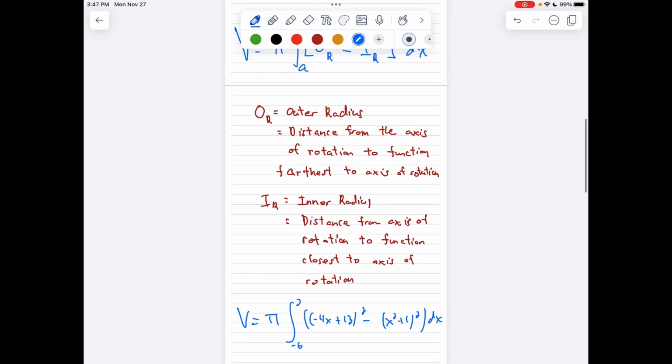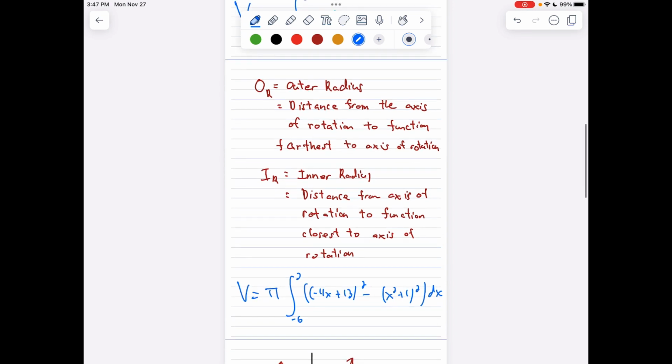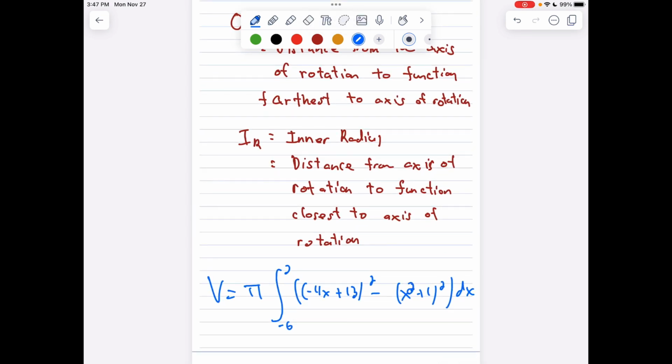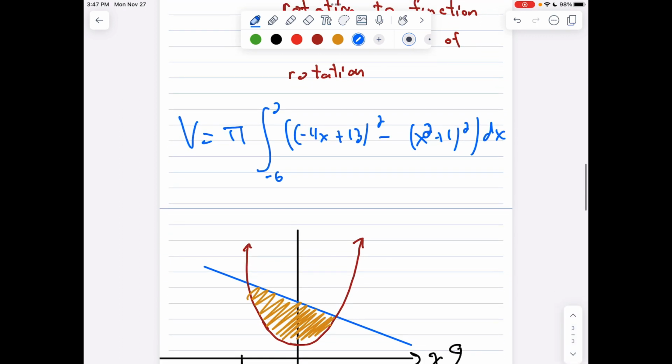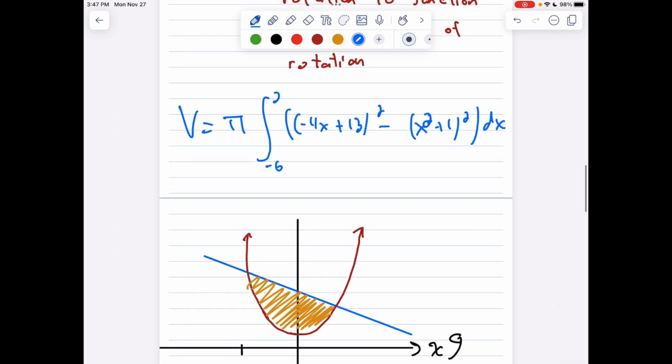Now, I don't really care too much about the actual computation. It's a fairly straightforward integral: all you would need to do is FOIL out minus 4x plus 13 squared, as well as x squared plus 1 squared, collect like terms, and then find the integral using the fundamental theorem of calculus and working with polynomials. So it's not too bad. It's really getting the setup, and that's the hardest part.